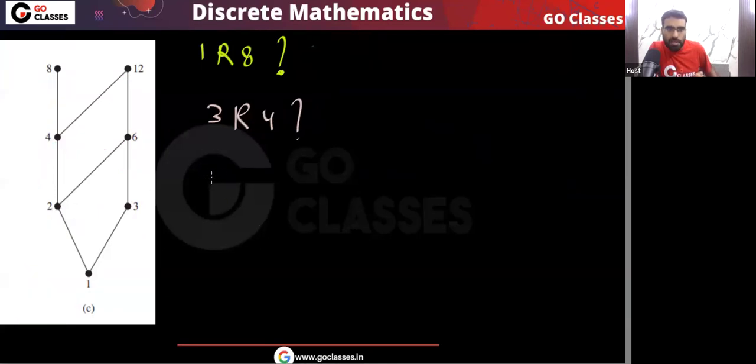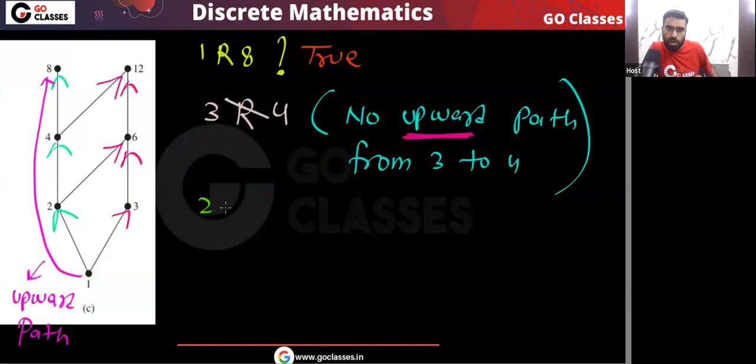Tell me about this. Can I say 2 is related to 12? Yes, 2 is related to 12, because there is an upward path. Let me show that this is the upward path from 2 to 12. Very simple. Is this clear? So 2 is related to 12 because there is an upward path.